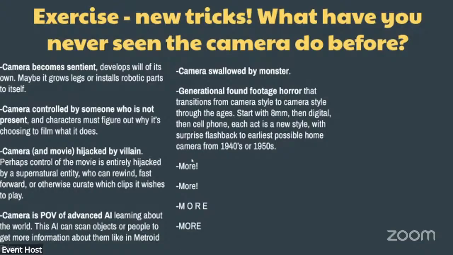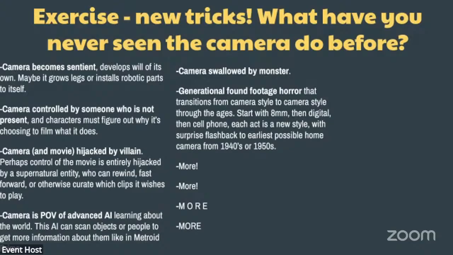Number one, camera becomes sentient and develops a will of its own. I don't know, maybe it is a robot. It's like a drone that is becoming more intelligent over the course of the movie, or maybe it's some sort of biomecha thing where it gets infected with a parasite and grows legs and installs robotic parts to itself.